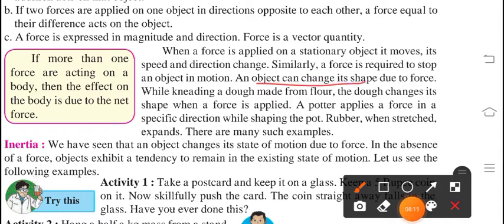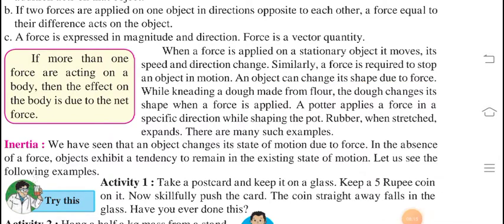An object can change its shape due to force. Obviously, if you press some object, then definitely the shape of the object changes. Example, a balloon. If you are pressing the balloon, that means you are applying force, and because you are applying force, the shape or size of the balloon changes.